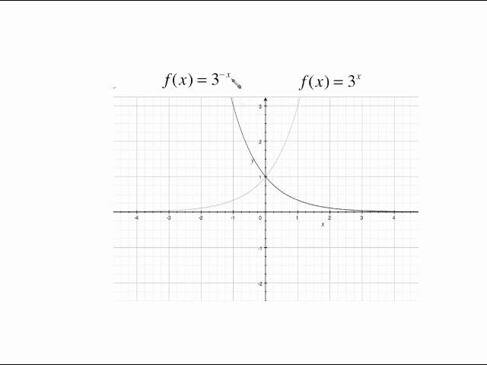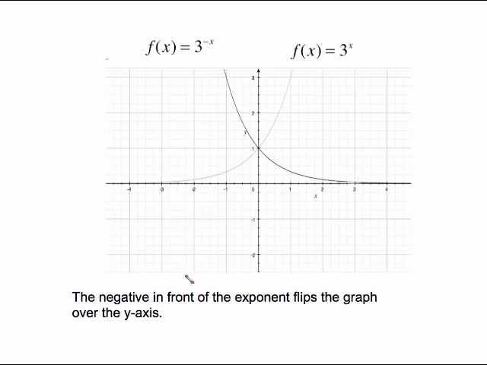It is also possible that your exponent is negative. So here was our regular 3 to the x, that's this one, and the 3 to the negative x gets graphed this way. Now, where did these graphs come from? I used a graphing utility. I just did this to show you the relationship here. Now, what has happened with this curve? It has been flipped over the y-axis. The negative in front of the exponent flips the graph over the y-axis.